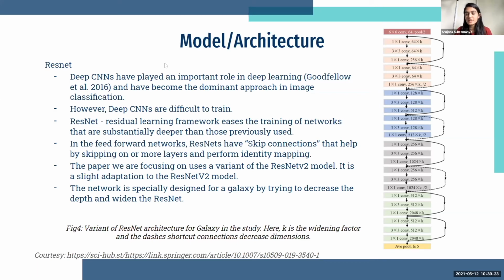This particular paper uses a modified version of the ResNet V2 model, which is shown in the diagram on the right. This model is different from the ResNet V2 model because the only thing they're doing is adding the parameter K as a widening factor, which suits galaxy images especially, which is why the ResNet architecture is chosen in this workflow.